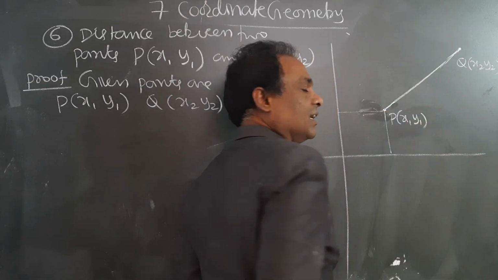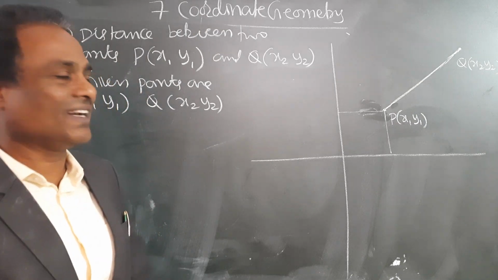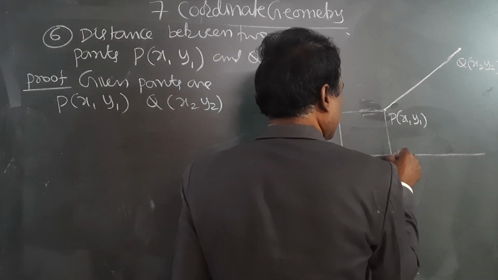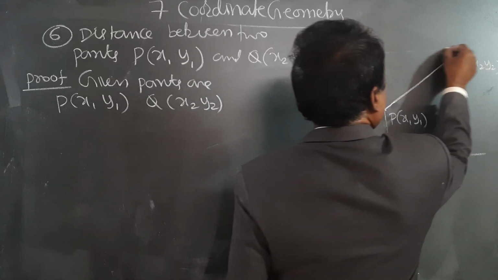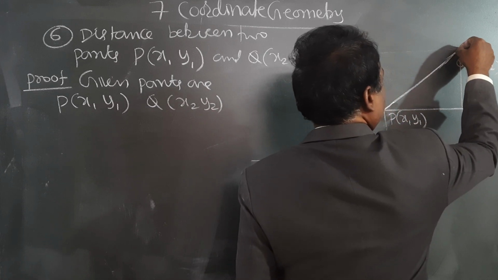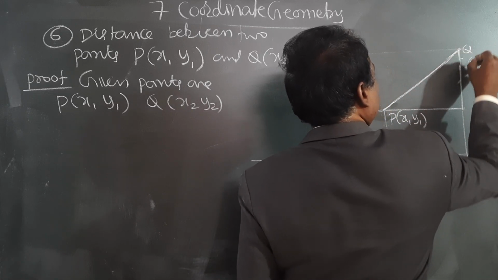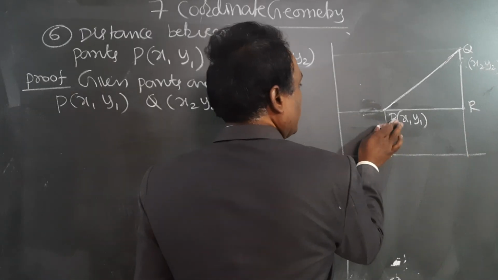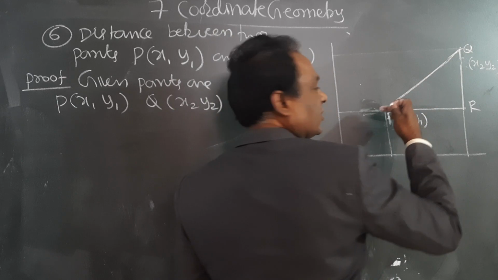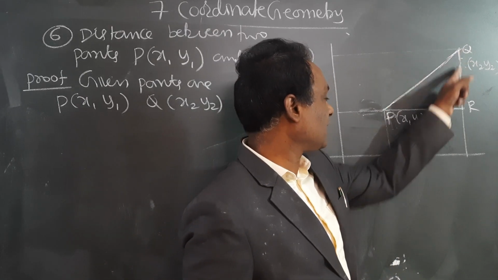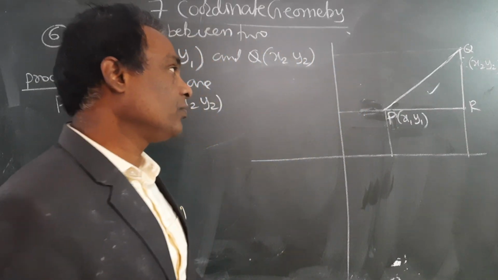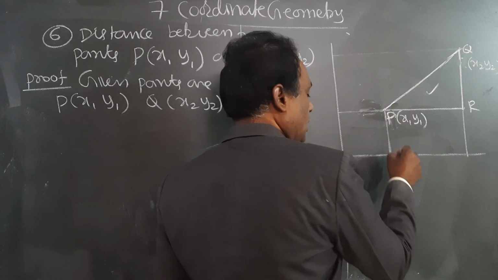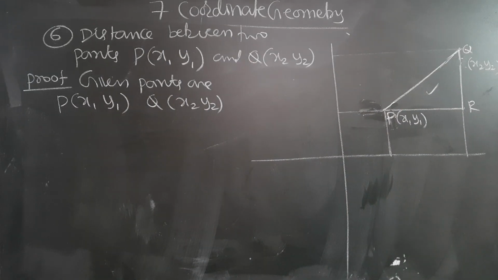So first I will complete a triangle here. See students, here I will draw vertical and horizontal, and here also I will draw vertical and horizontal, and I will draw a line like this. So this is a triangle. I constructed a triangle PQR. This is already P. This distance we have to find. I have drawn a horizontal line and a vertical line, so I completed a small right angle triangle here, that is PQR. So write down students: Given points are P is equal to x1 y1, Q is equal to x2 y2.